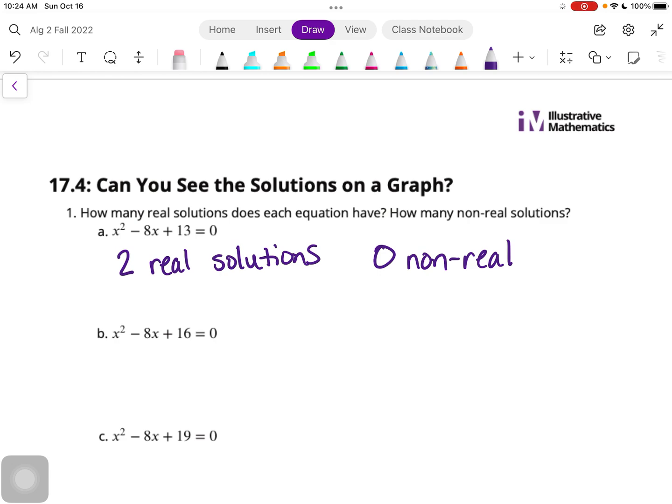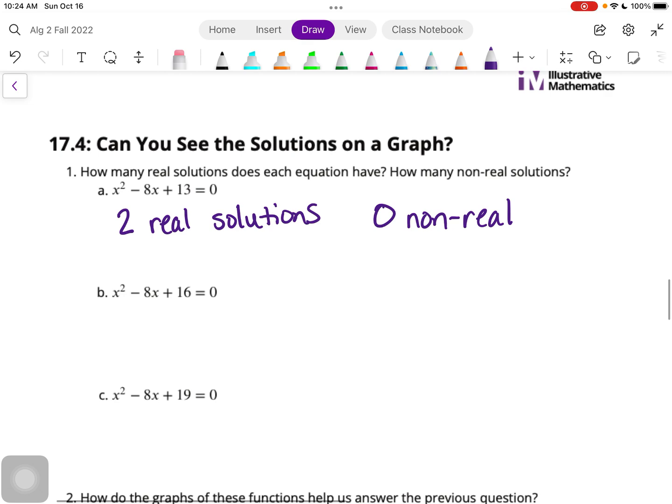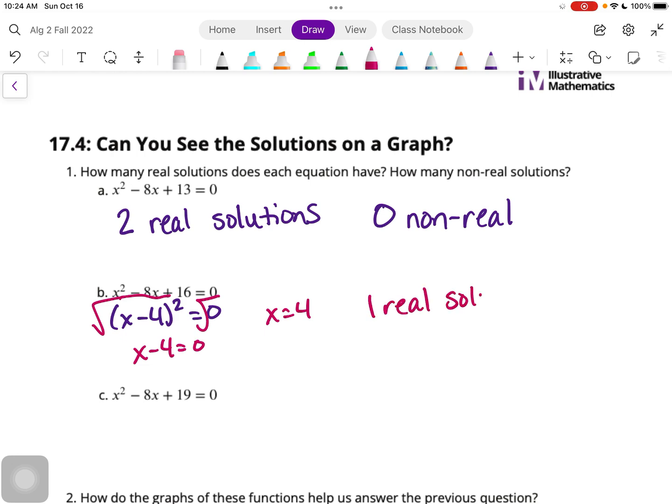Okay. For the second one, we can go ahead and factor that. So we have x minus 4 quantity squared equals 0. So take the square root of both sides. And we get x minus 4 equals 0. So x equals 4. So that's just one real solution. And again, no non-real. 0 non-real solutions.